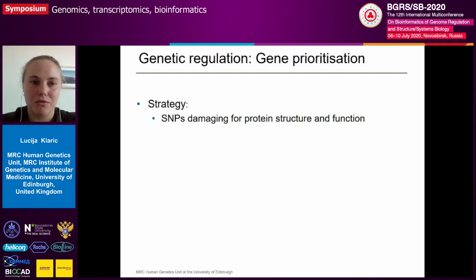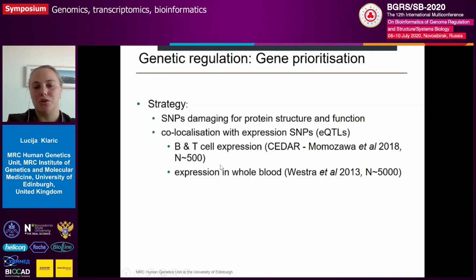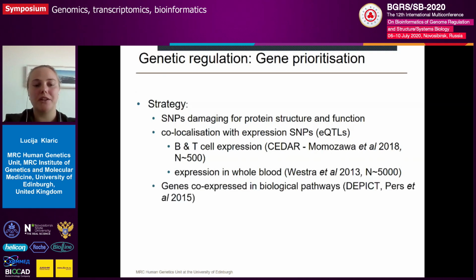The other level of prioritization was co-localization with expression SNPs. So are glycan-associated SNPs also SNPs that are associated with expression of genes in B and T cells? Remember, these are the cells that are important for synthesis of IgG, or in expression of genes in whole blood. The next level was to check if there are any genes that are co-expressed in biological pathways. Mostly they would be related to immunity. And if nothing else worked, we just reported the nearest gene.